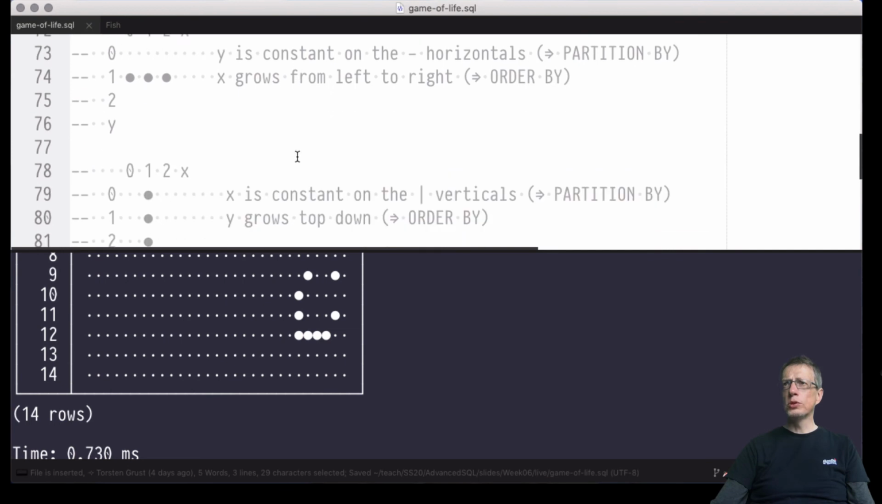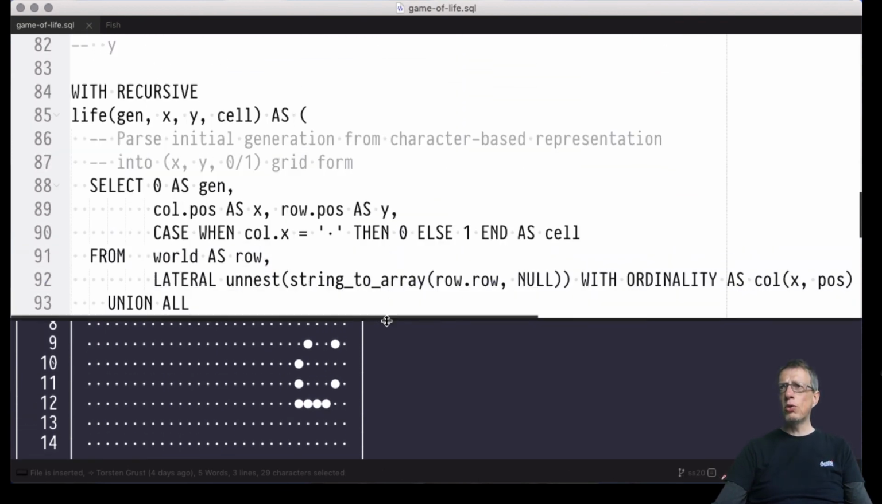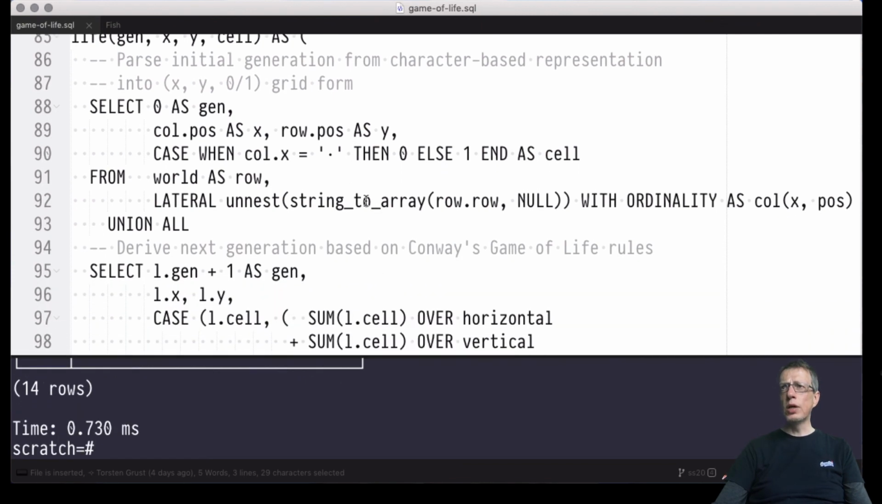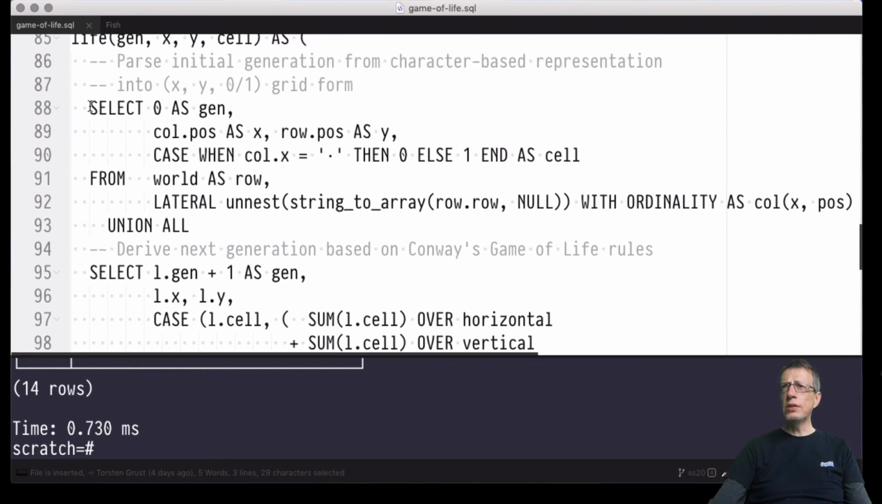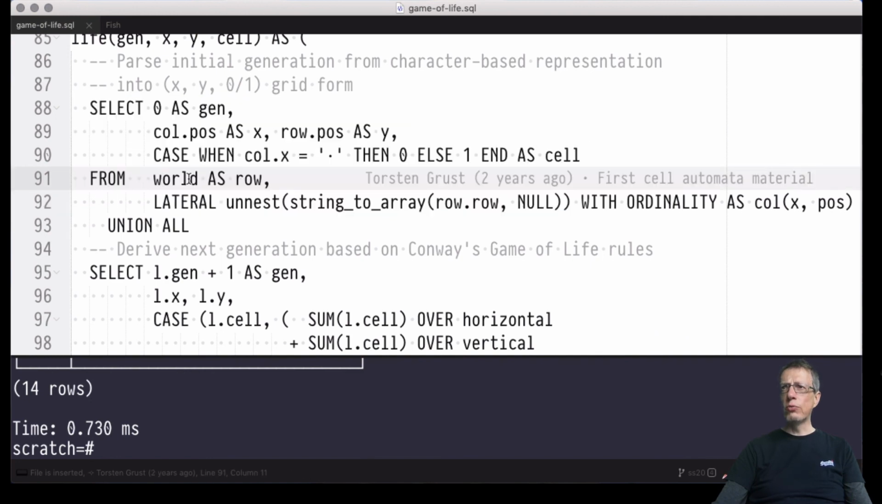Okay, here are some notes on the neighborhoods that we've already explored on the slides. And here's our implementation of the live automaton. This is just the code that you have seen on the slide. What you find here is the Q0 base case query, which will simply read the ASCII-based world representation and convert it into a representation where each cell is located at X, Y coordinates. That's all that's happening here. I've embedded this conversion into the Q0 base case query.